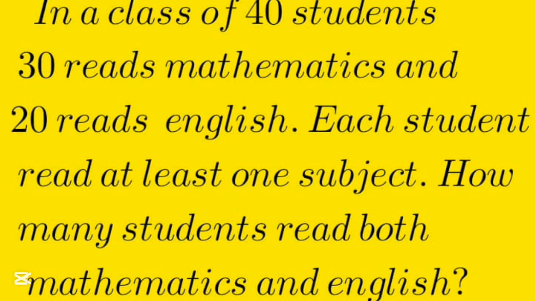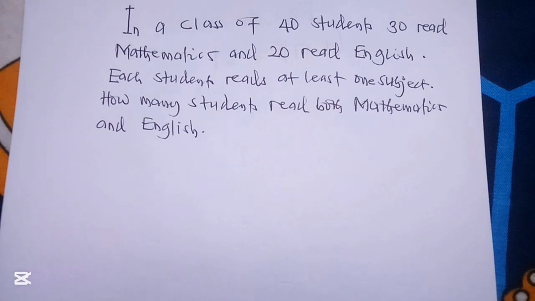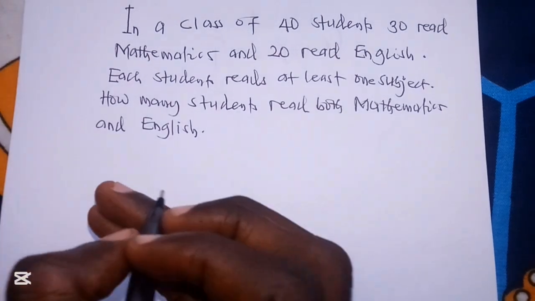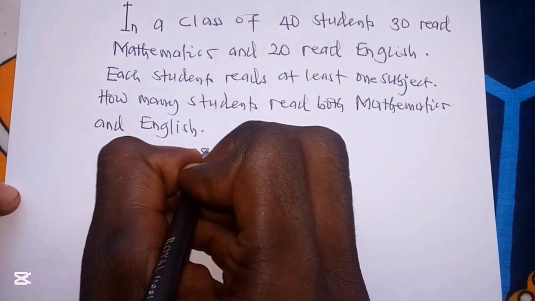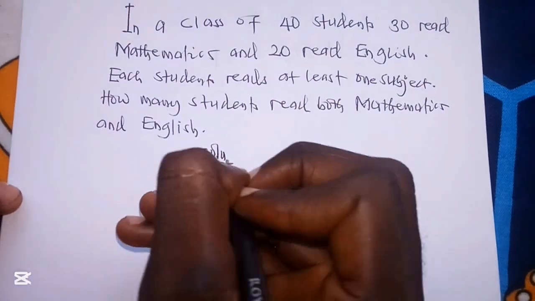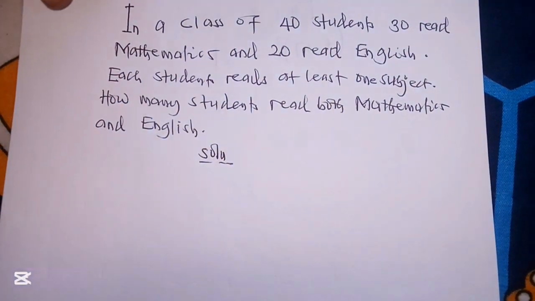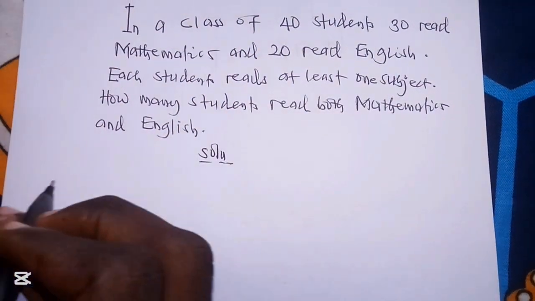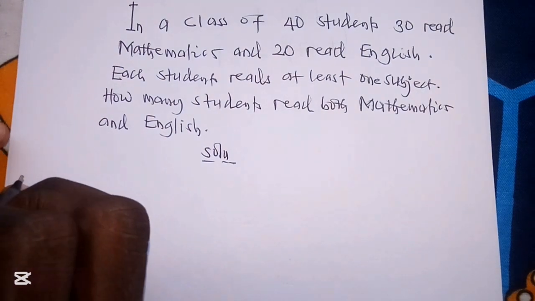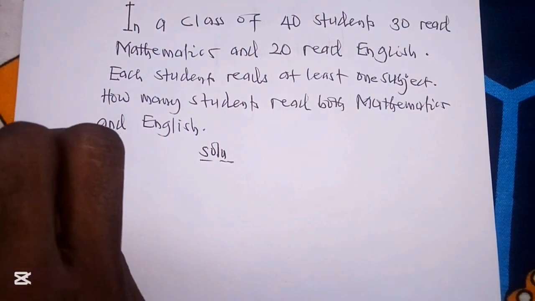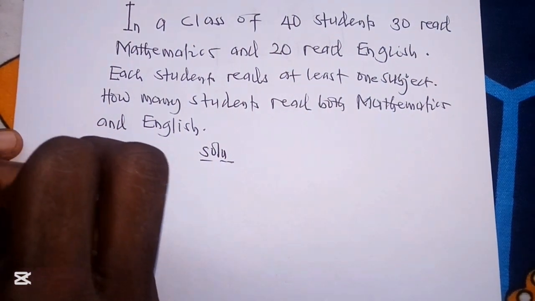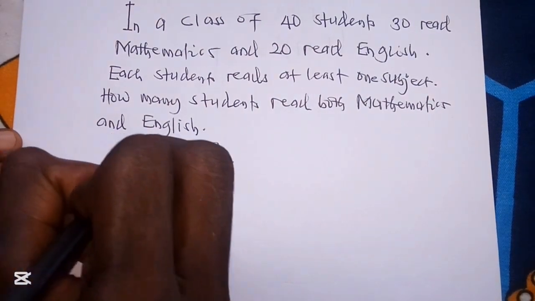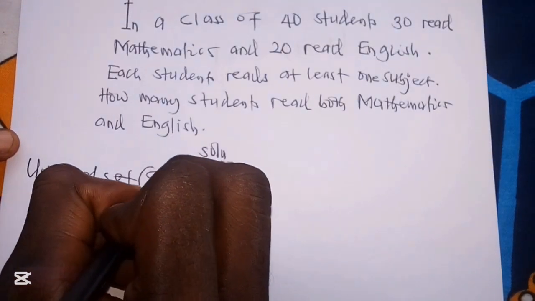Okay, I'm going to use two approaches to solve this one. First solution. Now let's try to collect data. Now in a class of 40 students, this is the universal set. So this is the universal set. You can say this is the universal set.